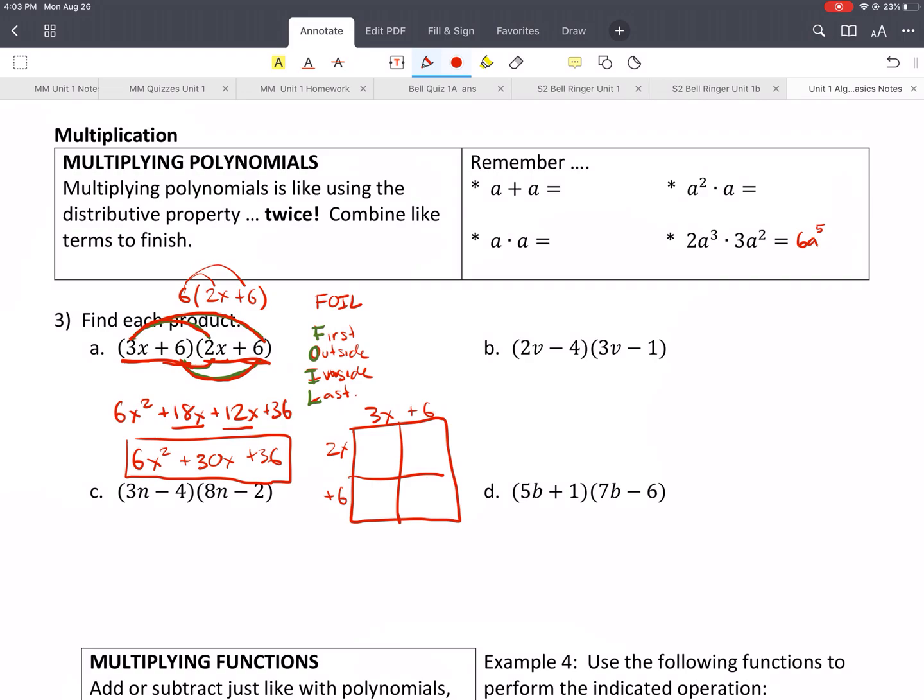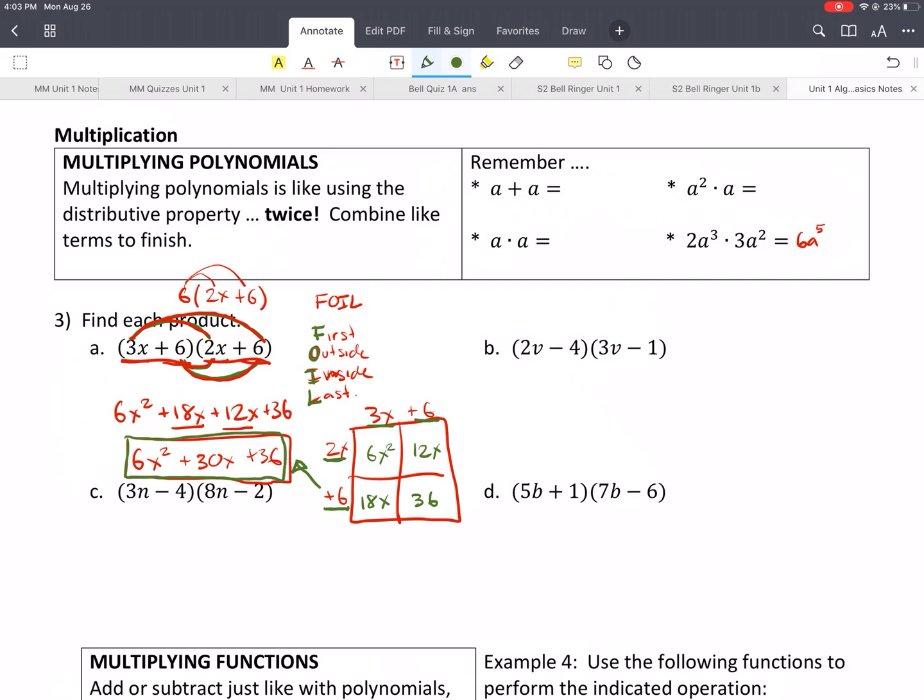All you need to do for the box method is to multiply. So 2x times 3x, that gives us 6x squared. 2x times 6, that gives us 12x. Now we have a 3 times a 6x, that gives us 18x. And then a 6 times a 6 gives us 36. And then all you do is add up all the boxes, which would give you the exact same answer. Okay?